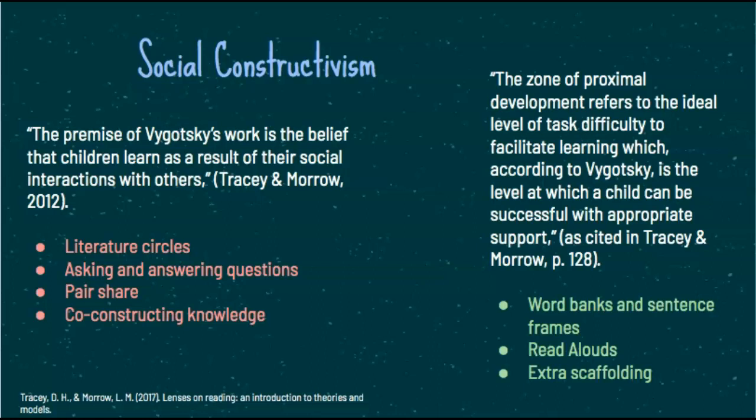In both of these aspects, literature circles definitely show social constructivism. Literature circles are a hallmark of social constructivism. Students are asking questions, generating ideas, and co-constructing knowledge about text, which is exactly what Vygotsky suggested to support learning. A key idea in social constructivism is Vygotsky's zone of proximal development.